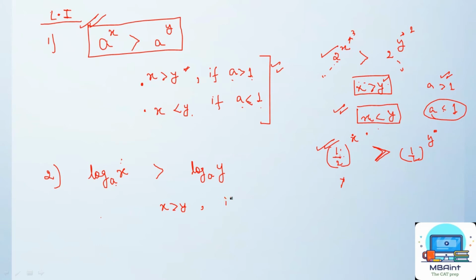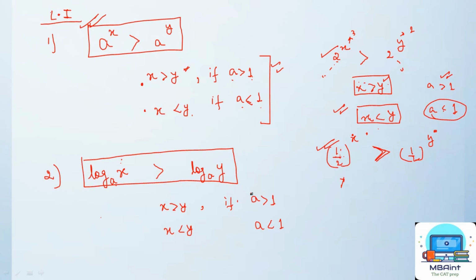So I know that in any logarithmic case, the base cannot be 1 and cannot be 0, so it has to be more than 1. What if it is less than 1? In that case, let's say if a is less than 1, then x has to be less than y. Then only this case is going to be satisfied.